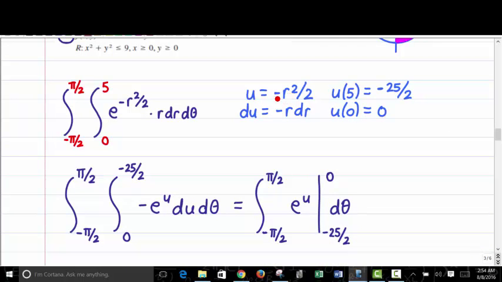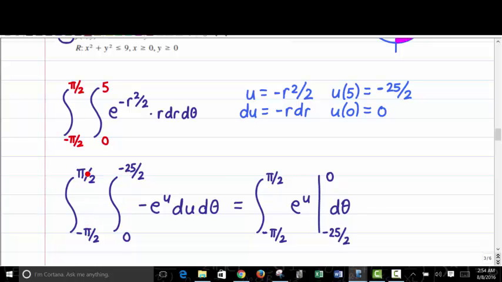And you put 5 in there. Be careful that with the negative on the outside, you're not squaring the 5. I mean, the negative. So it's the negative of 5 squared. So it's negative 25 over 2, not positive 25 over 2. Of course, you put 0, you get 0. So you go from 0 to negative 25 over 2.